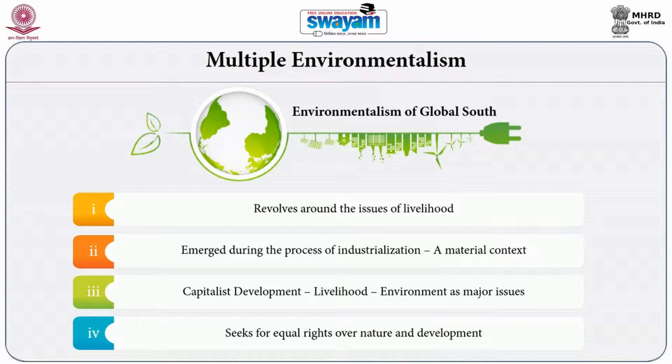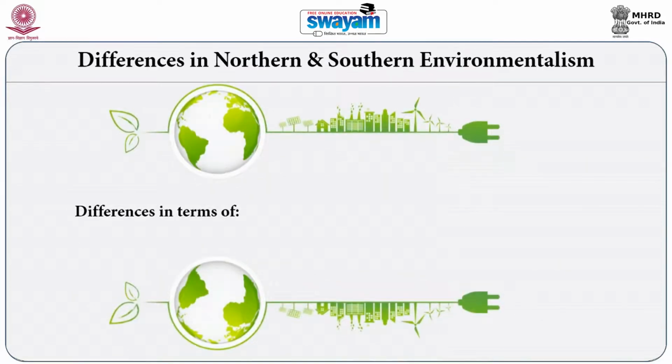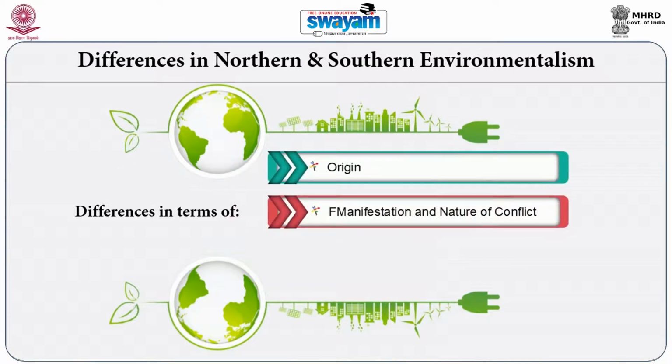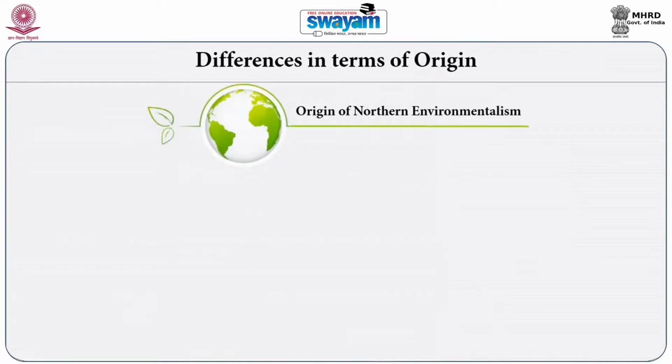So let us discuss how these two broad varieties of environmentalism are different from each other. We may distinguish these two broad varieties of environmentalism based on their origin, based on their manifestation and nature of conflict, and based on the ideology. So let us see how these two varieties of environmentalism differ from each other based on these three indicators: their origin, manifestation and ideology. So let us begin with the distinction in terms of origin.